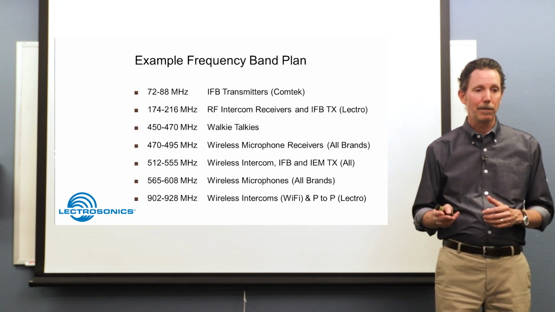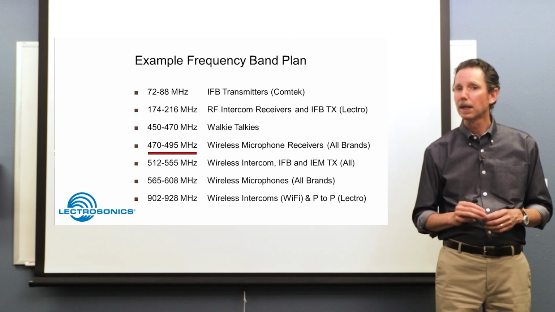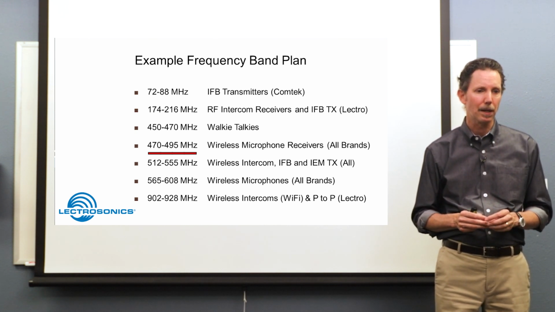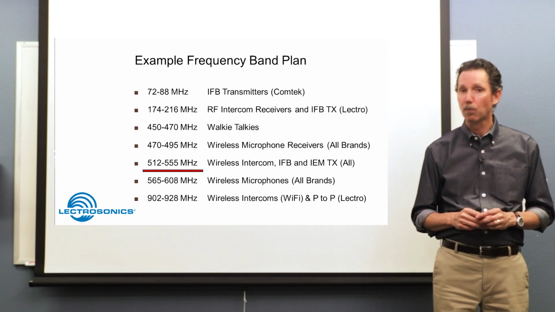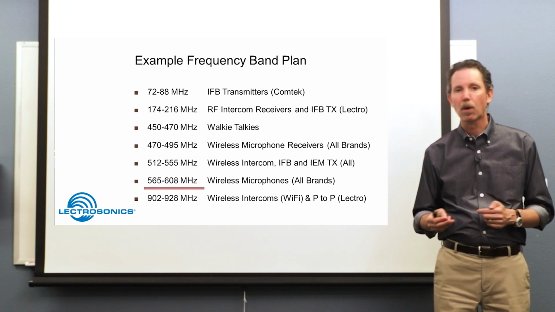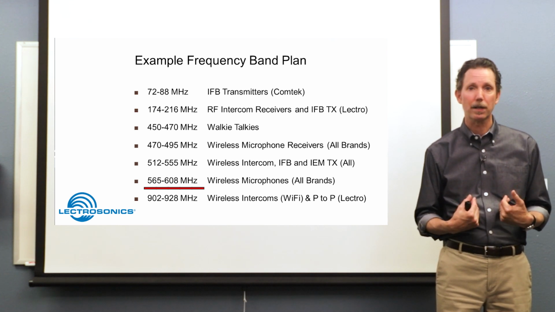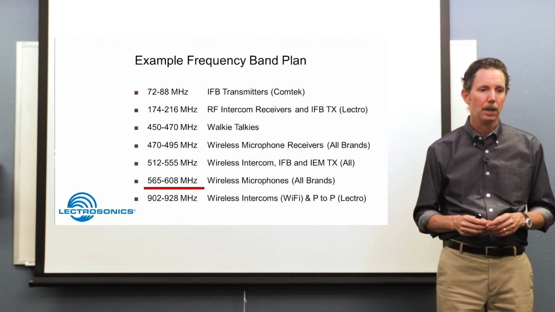So next up, 470 to 495 megahertz. We're putting some wireless mic receivers, and most companies these days make systems in that frequency band. Next up, 512 to 555 might be more intercoms. Then 565 to 608, more wireless mics, and again, most manufacturers are making systems there. The Electrosonics B1 band, as an example, covers that frequency range.